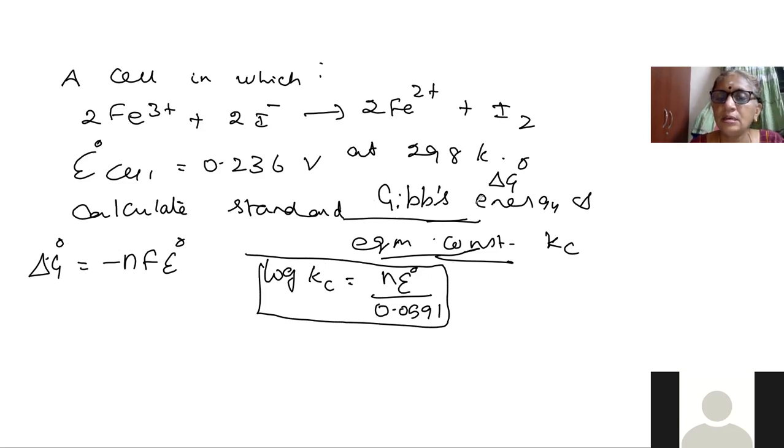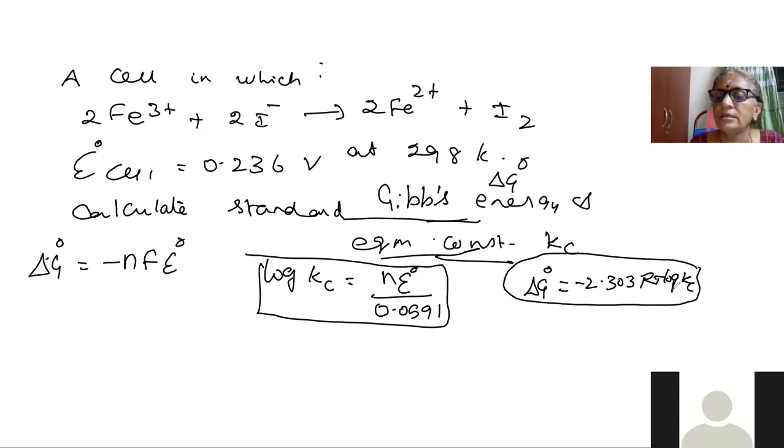You can either use this formula directly with E naught, or since you are calculating del G naught here, how to calculate the equilibrium constant using del G naught? Use this formula: del G naught is equal to minus 2.303 RT log Kc. Here it is log to the base 10. So how to rearrange this? Log Kc is equal to del G naught by minus 2.303 RT. Find this fraction value, and if you want Kc from that, find the antilog of the resultant value.